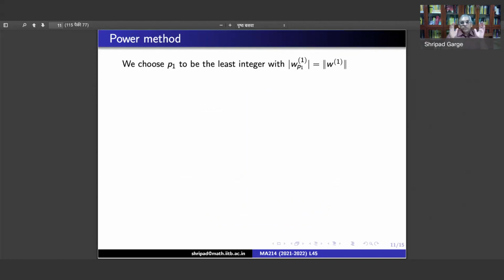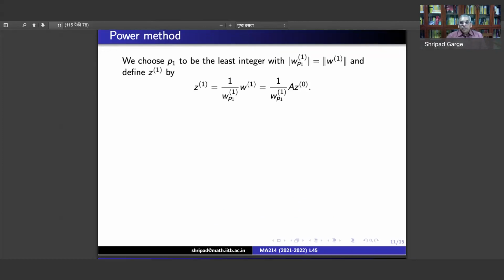Now we have chosen. So once you have this vector w1, we choose the least integer p1 for which the modulus of the component is the norm of this vector, and you divide by that particular complex number, so that you will get z1 equal to 1 upon this particular component into the vector w1. So we have simply divided by that non-zero value, so that the quotient will have maximum value equal to 1. This is the infinity norm.